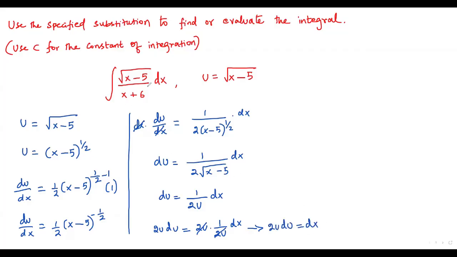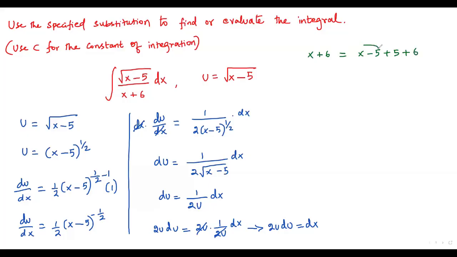Okay, now let me consider this particular part in the integration, that is x plus 6. Now in this x plus 6, what I'm going to do is subtract 5 from this x, and also, to compensate for the subtraction of this 5, add 5, and I take this plus 6 as it is.